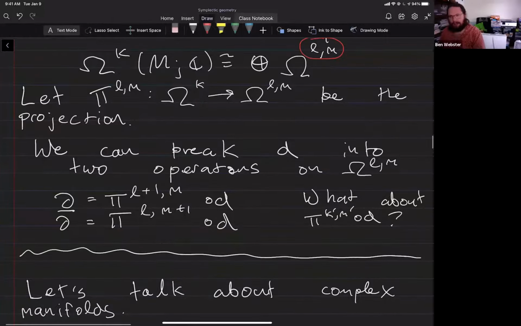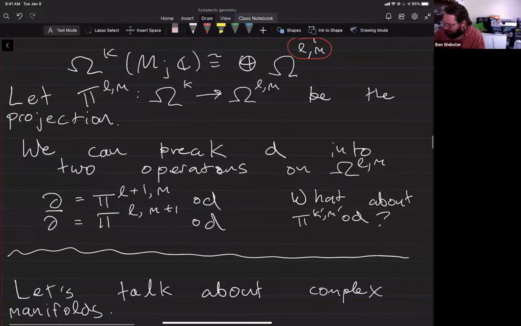In particular, I had talked about how this happens with functions, but in general, you can look at the exterior derivative of, let's say, an LM form, and then look at the projection of that to the different types. And in particular, we have these operators del, which is if you increase the number of holomorphic tangent vectors, and del bar, where you increase the number of anti-holomorphic tangent vectors. So one of those is projecting to L+1,M, one of them is projecting to L,M+1.